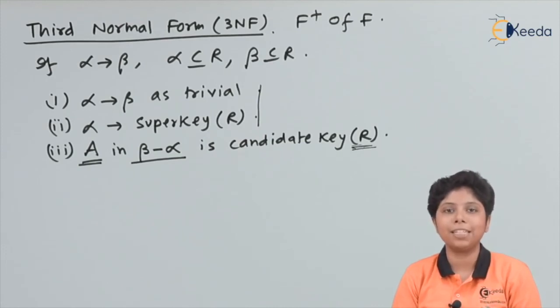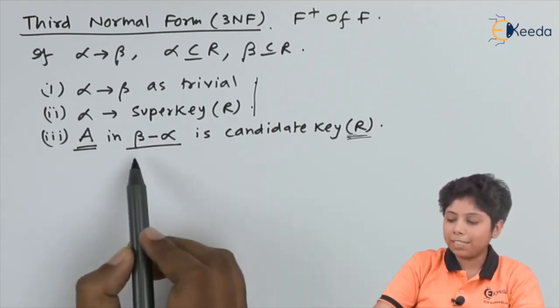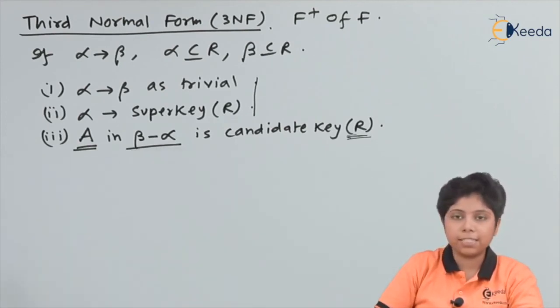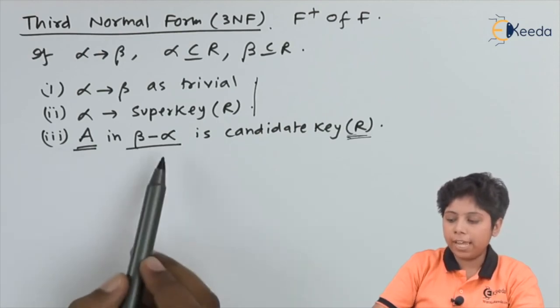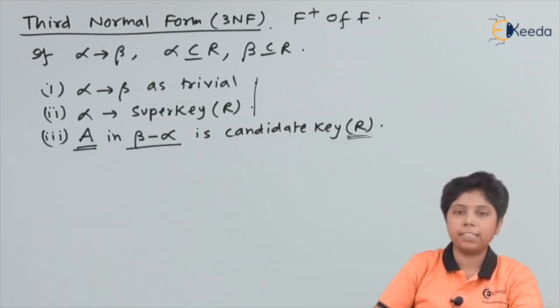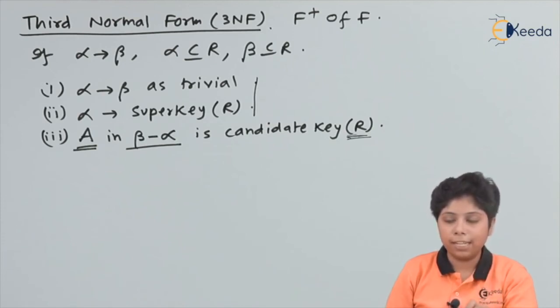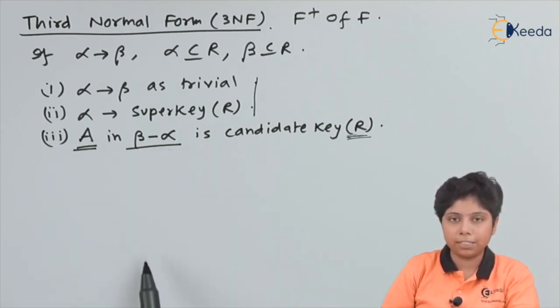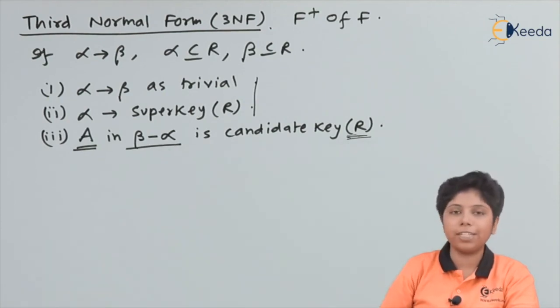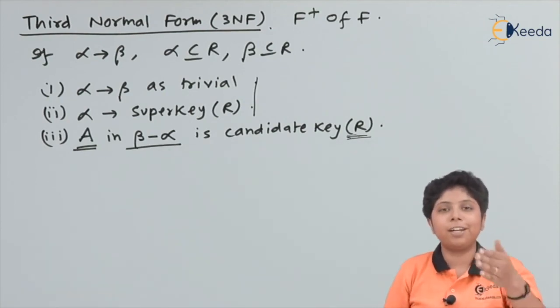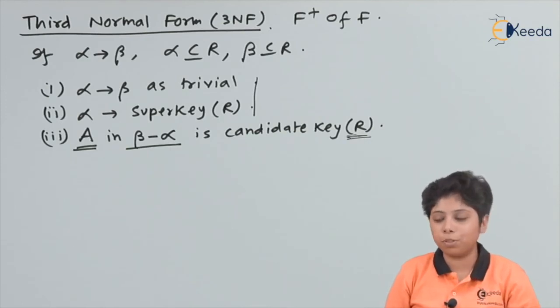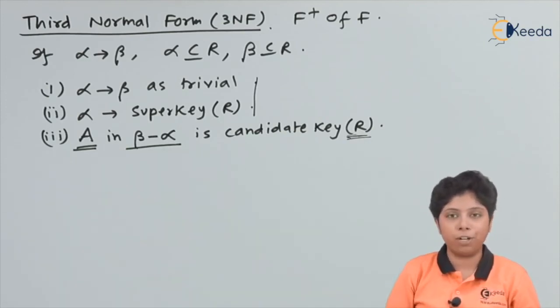What do you mean by candidate key? That is a minimal super key. Note that it is not mandatory that from this beta minus alpha, every A should be a candidate key. So there should be at least one attribute A that belongs to this beta minus alpha, which is in a different candidate key of R. That there are more than one candidate keys which form different attributes from beta minus alpha.